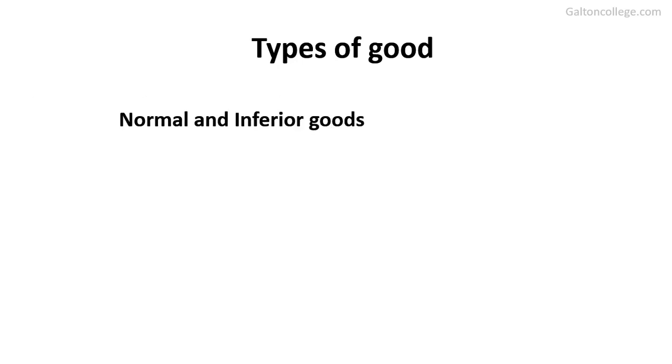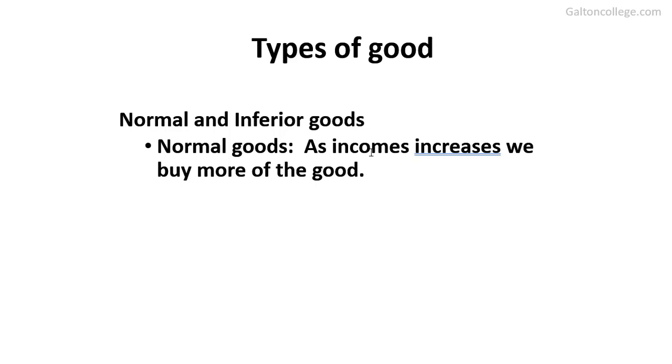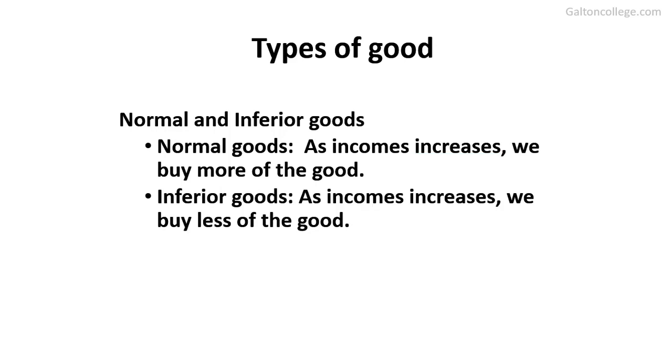Now, types of good. Well, normal and inferior goods. Normal goods are goods where, as incomes increase, we buy more of the good. So we have more money, we buy more of the good. It's a normal good. An inferior good, as income increases, we buy less of the good. It's an inferior good. It doesn't mean there's anything wrong with the good. It doesn't mean that the quality of the good is bad. It could be perfectly good, a good good.